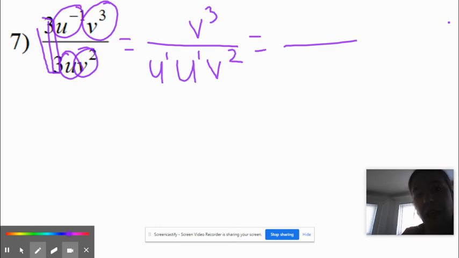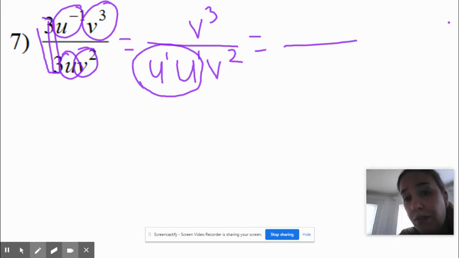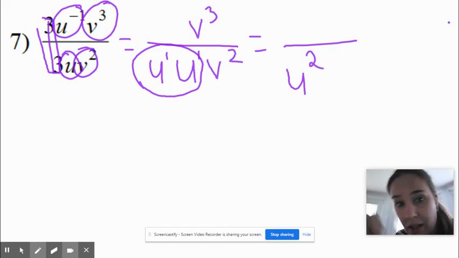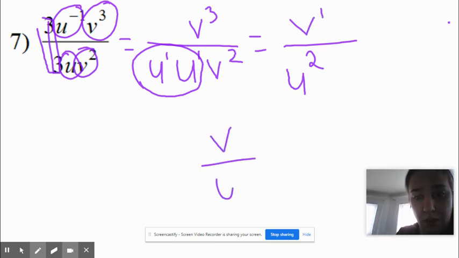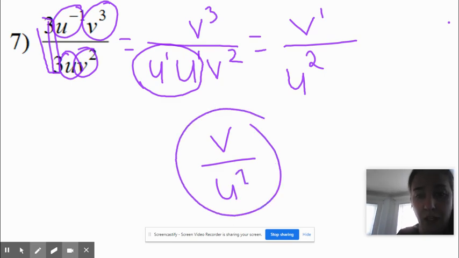All right, so here, these u's can be combined. U to the 1st times u to the 1st is u to the 2nd, right? Because you add when you're just multiplying. And then v to the 3rd over v to the 2nd. It's going to end up on top because that's where the bigger exponent is. 3 minus 2 is 1. But we don't really write 1, so let's just... There you go.